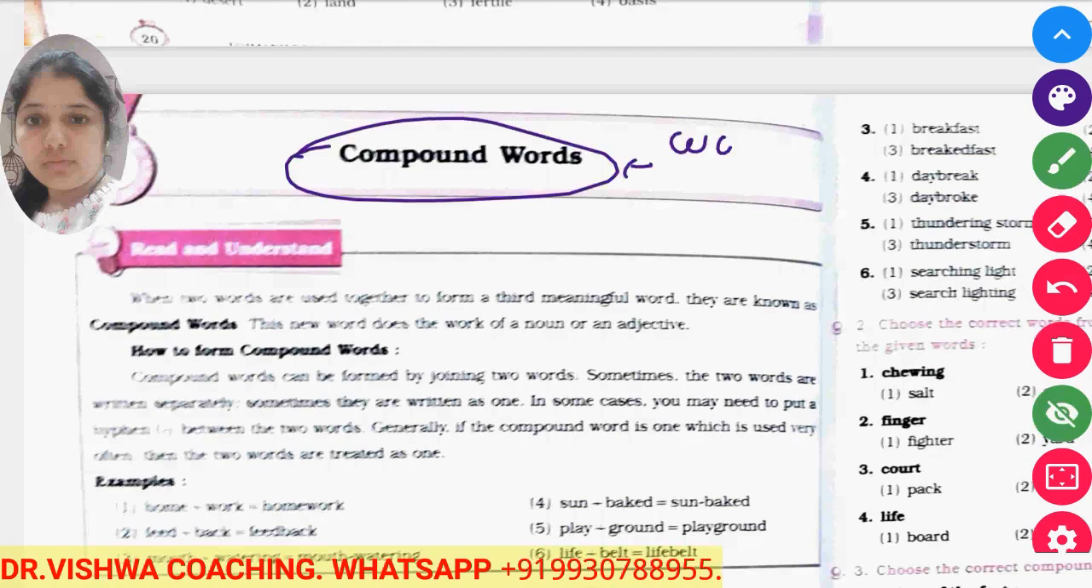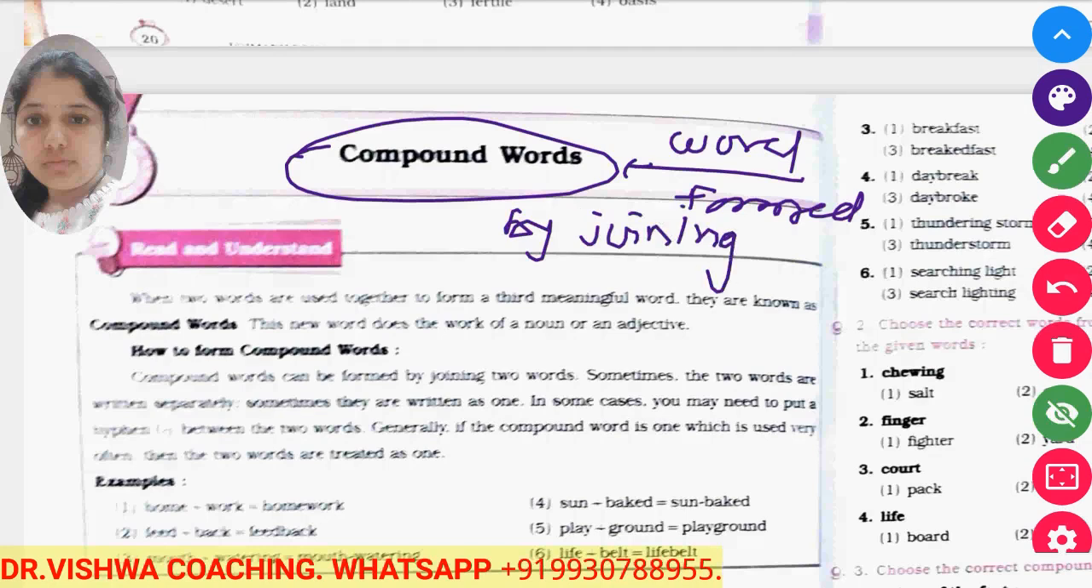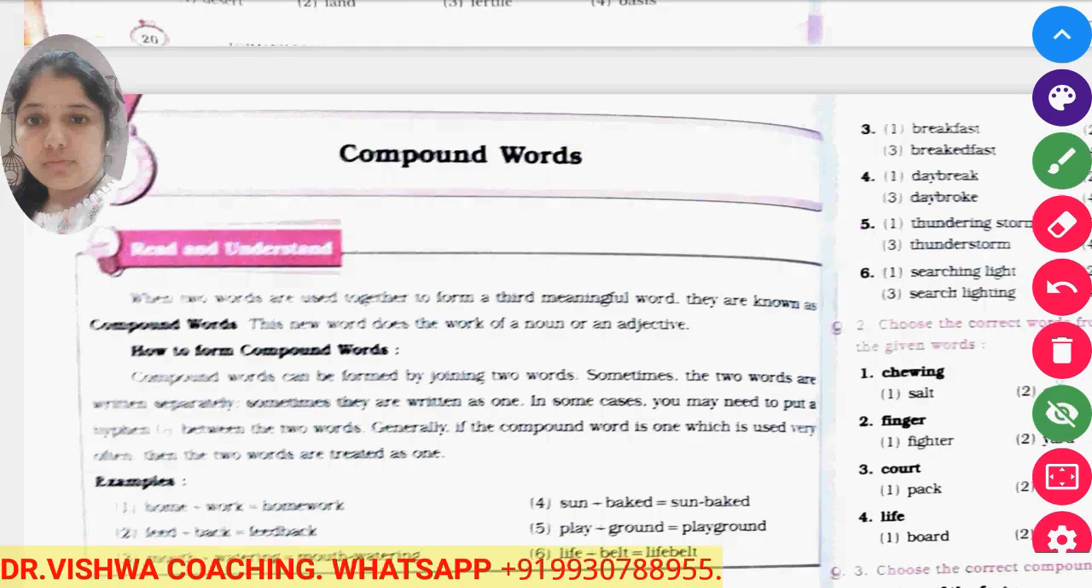So, first of all, what is meant by compound words? The word which is formed by joining two words, and when we join these two words, a meaningful word is formed. That word is known as a compound word. When two words are used together to form a meaningful word, they are known as compound words.